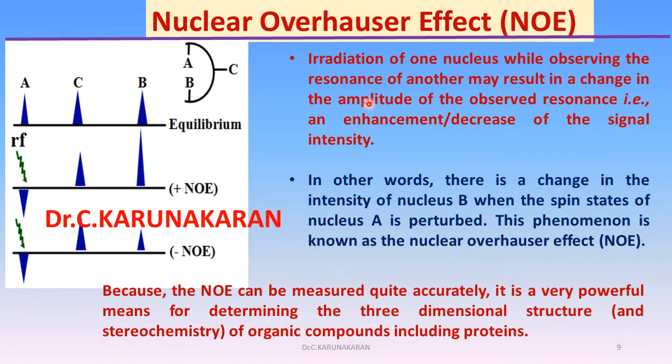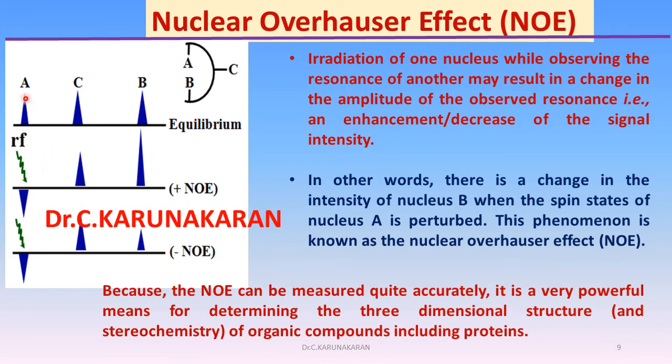In this video, we will study what the nuclear Overhauser effect, NOE, is. For example, this is a protein molecule or organic molecule where there are three protons, A, B, C. They give three different chemical shifts, and A and B are spatially closer together, whereas C is not closer.